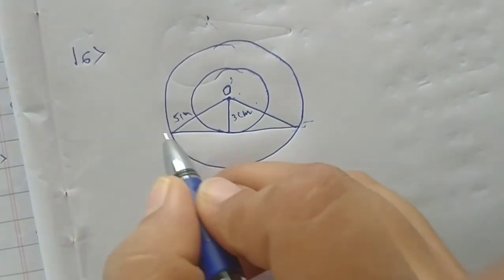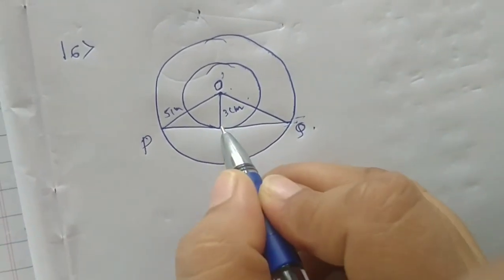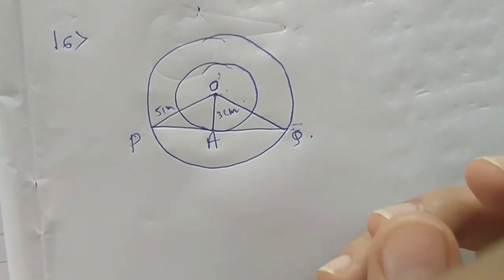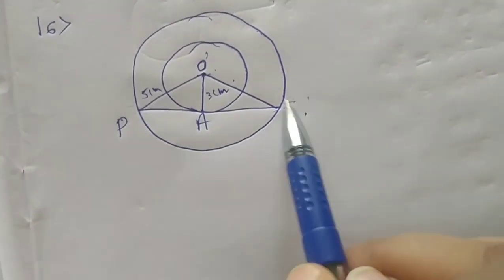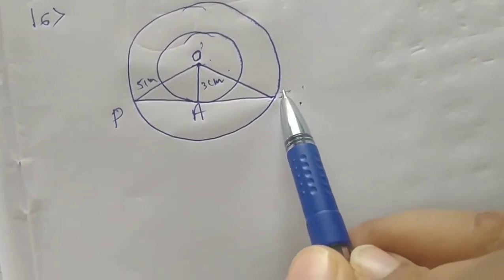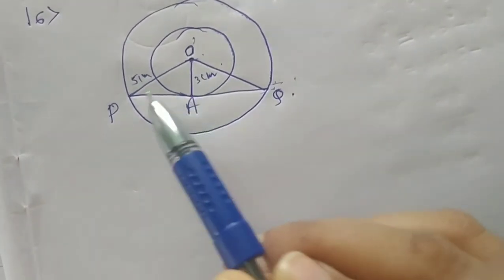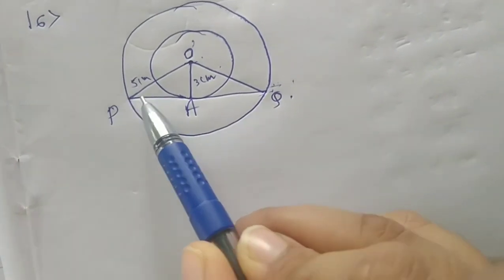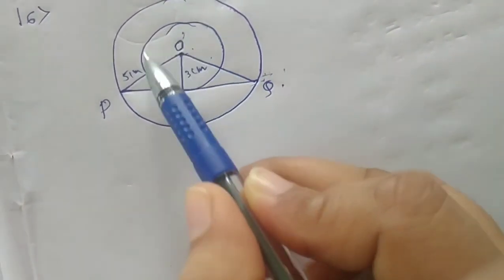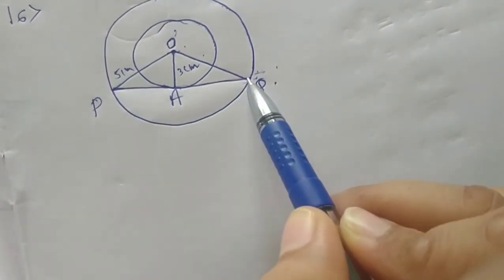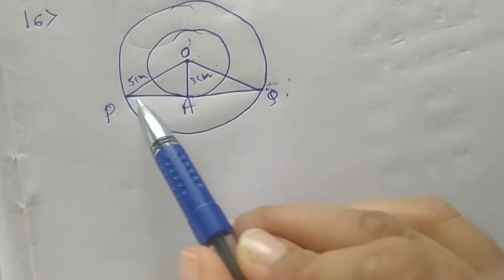This is the center O and this is P, Q, and this one I'll name as A. So you have to find the value of PQ, this chord value. Here you can see this is 5 cm and this is 3 cm. In the question, they have given the length of the chord which touches the smaller circle. So you have to find the value of PQ.